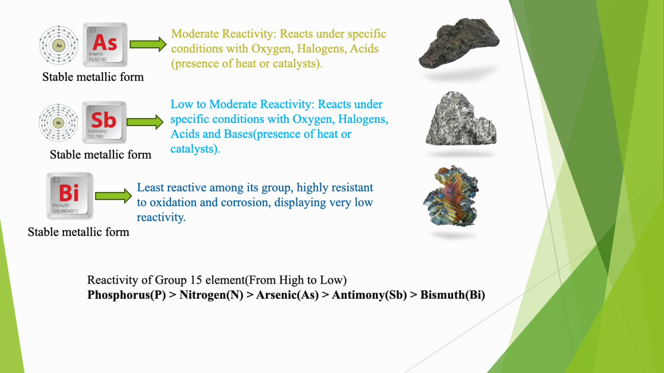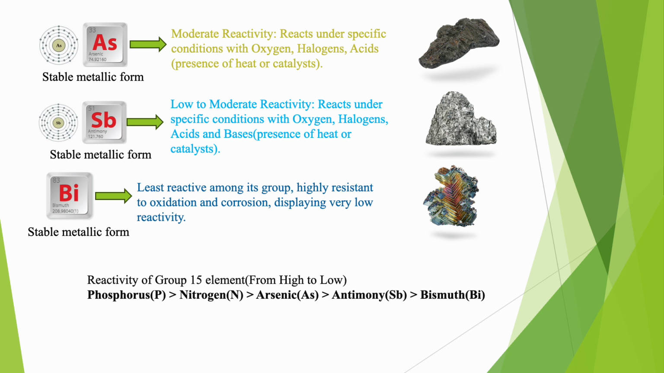Arsenic, antimony, and bismuth are mostly found in the metallic form. Arsenic and antimony have less tendency to react with oxygen compared to nitrogen and phosphorus, but they can still form oxides, sulfides, and compounds with halogens. Arsenic is less reactive than phosphorus and nitrogen, but more reactive than antimony and bismuth. It typically reacts under specific conditions, such as elevated temperatures, rather than spontaneously like white phosphorus.